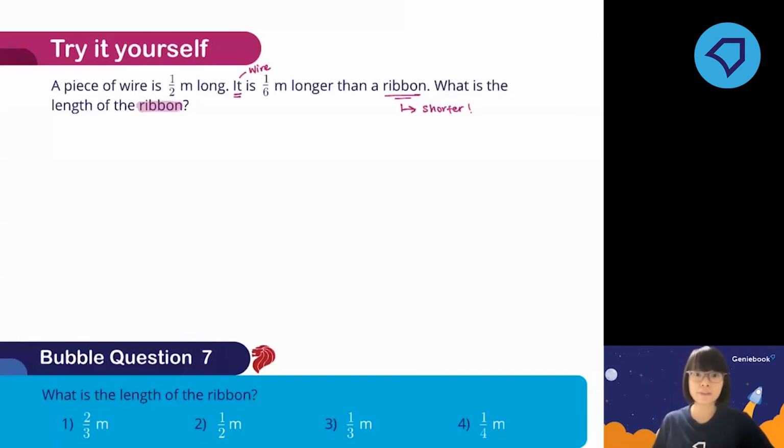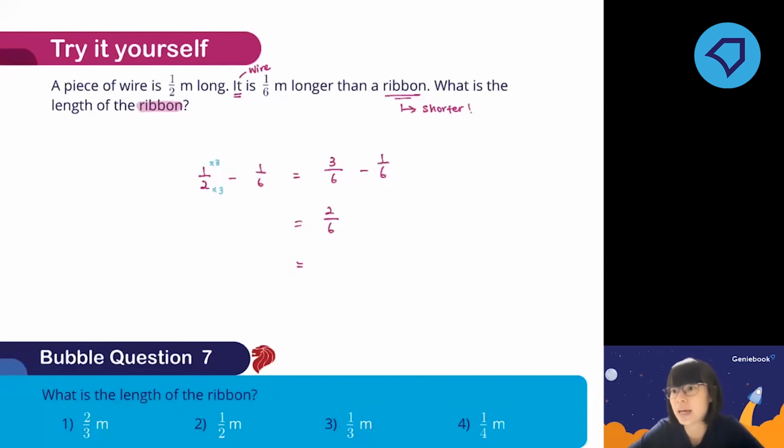So let's take a look over here. We want to find the length of the ribbon. It is shorter, so we need to do our subtraction. So we're going to take half meter minus away how much longer the wire is compared to the ribbon. So in this case, we are going to make the denominators the same. So 2 must multiply by 3, and numerator must multiply by 3 as well. So we get 3/6 minus 1/6. And what do you get? You have 2/6, and that's not the final answer because we need to simplify.